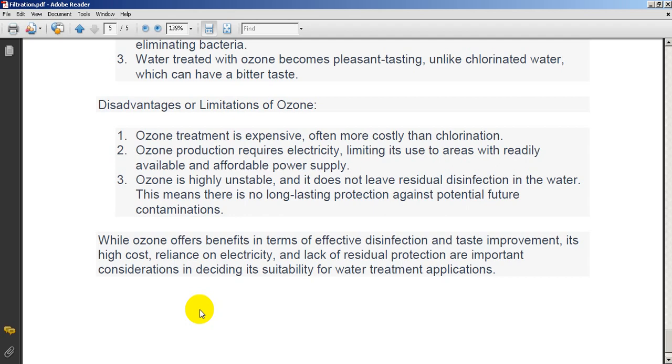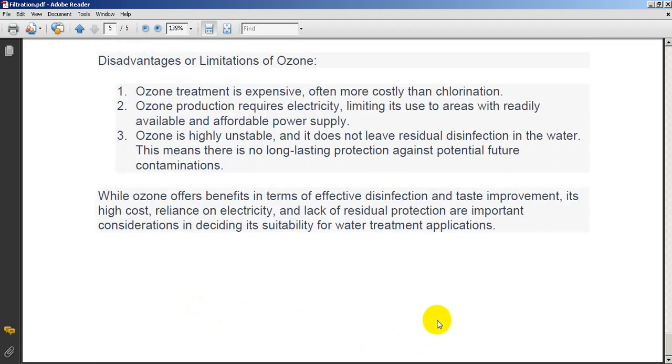3. Ozone is highly unstable and does not have residual disinfection in the water. This means there is no long-lasting protection against potential future contaminations. While ozone offers benefits in terms of effective disinfection and taste improvement, its high cost, reliance on electricity, and lack of residual protection are important considerations in determining its suitability for water treatment applications.